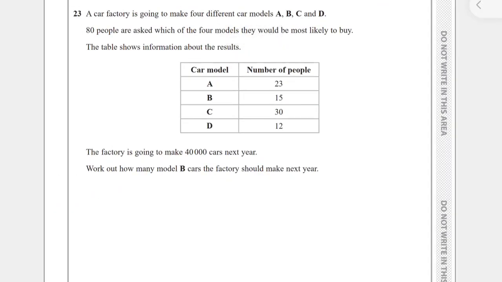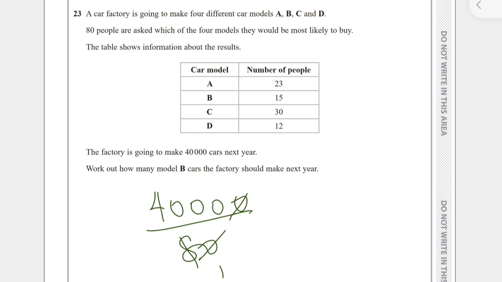So first, the total number of all of the cars is 80, right? So if we take the ratio of 80 to 40,000, so 40,000 divided by 80, 0 cancel 0, 80 into 400 is 5, so that is 500, ratio 1. So that's what I just did.